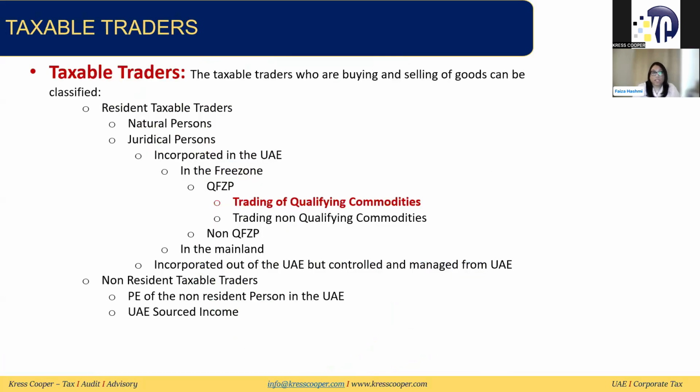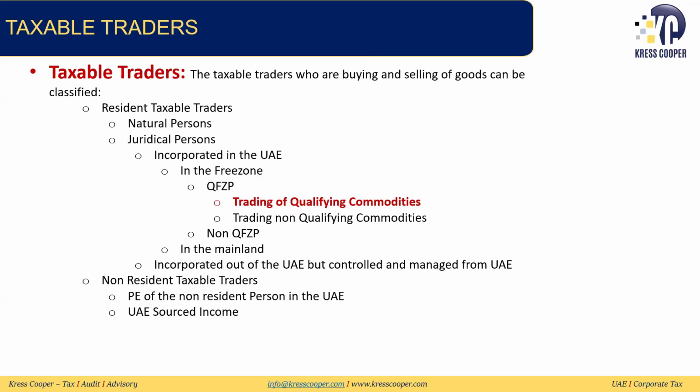If we go to our first slide, we were talking about how traders could be exempt persons or out-of-scope persons. We just discussed who those people are. Now we'll concentrate on taxable traders. Under the taxable traders, you can see there are resident taxable traders and non-resident taxable traders. Non-residents, like we said, are not residents of the UAE. The examples who can be taxable are a PE of a non-resident person or any UAE source income of theirs. Under the resident taxable person, we will first discuss the natural person, and then the treatment for the juridical persons who are either incorporated in the UAE or incorporated outside the UAE but controlled and managed in the UAE.